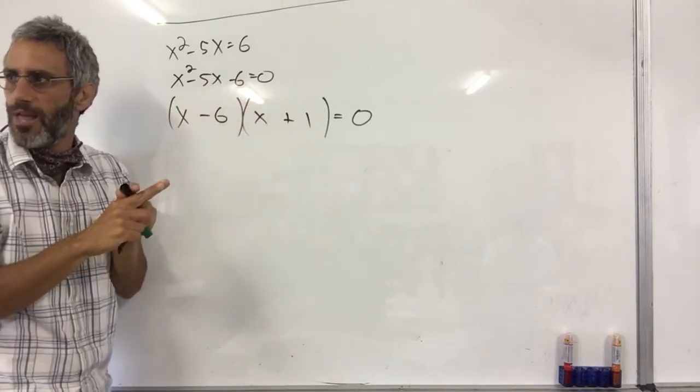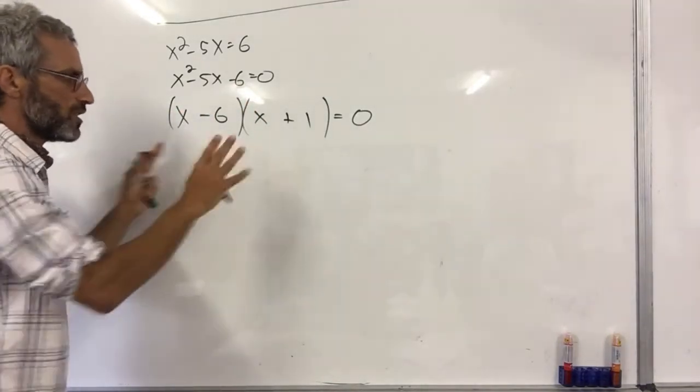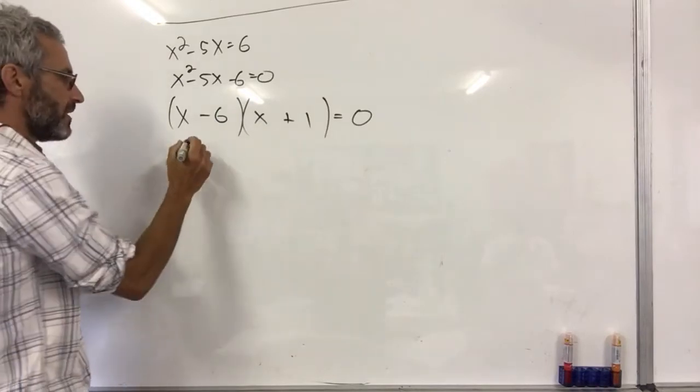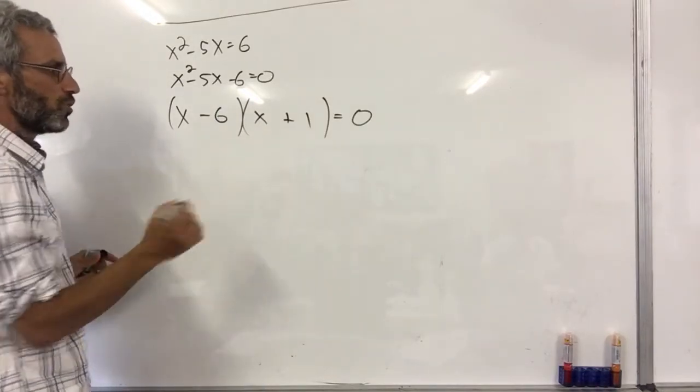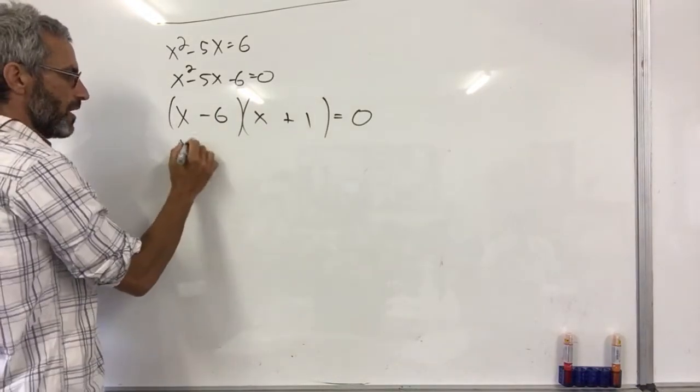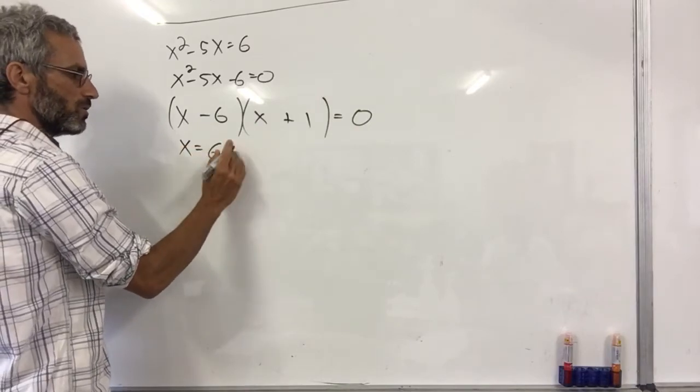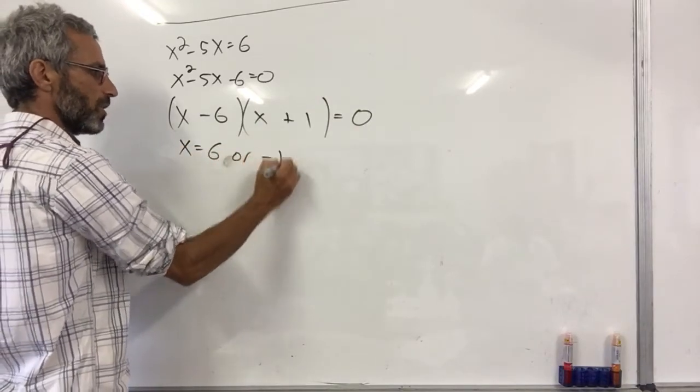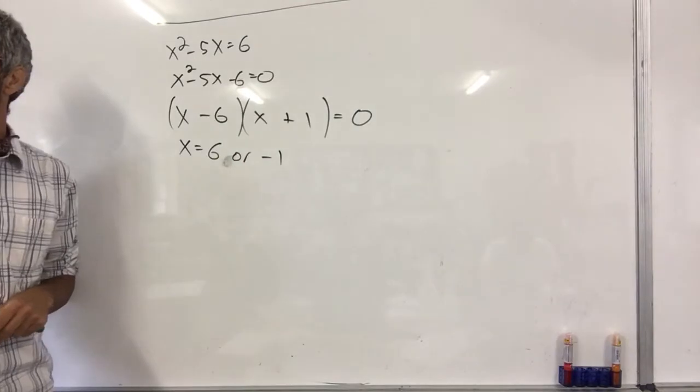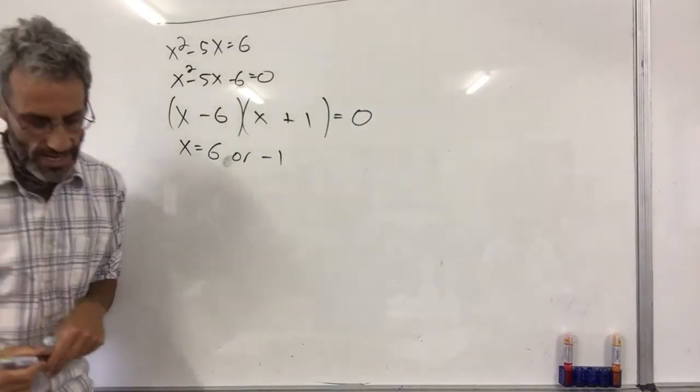Okay, we happy with that? And then, we're not finished. This is the factorization bit. The next thing, we need to find the solution. So what are the solutions? X equals 6 or x equals minus 1. All right? Remember that stuff?